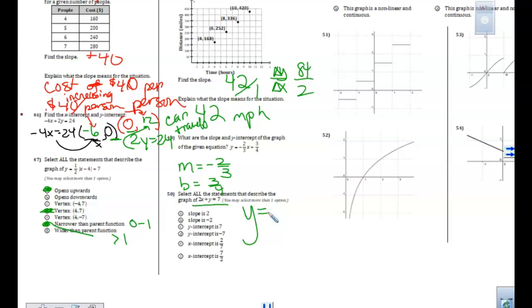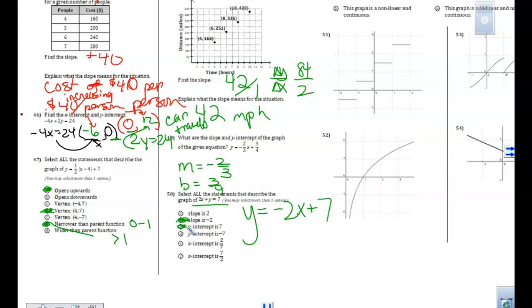Y equals... what would you have to do to get it into slope-intercept form? Yeah, subtract 2x, right? And then everything else is nice. The mistake that people will make is that they think the slope is 2, when actually it should be negative 2. And what do you have for the y-intercept? It is 7. We didn't have to divide anything, right?